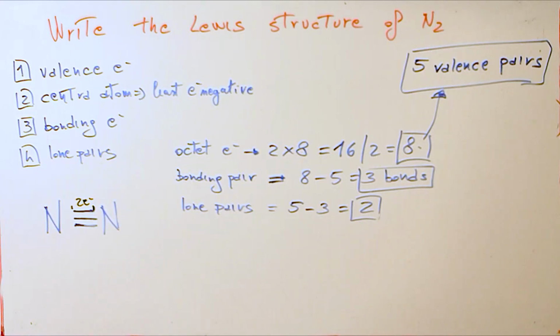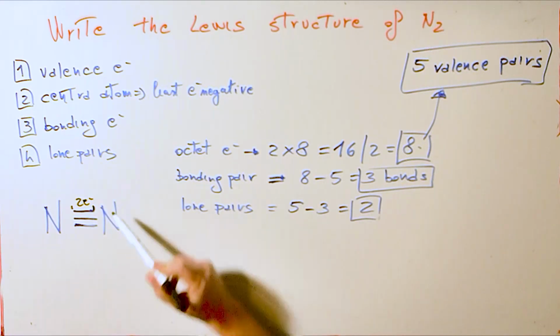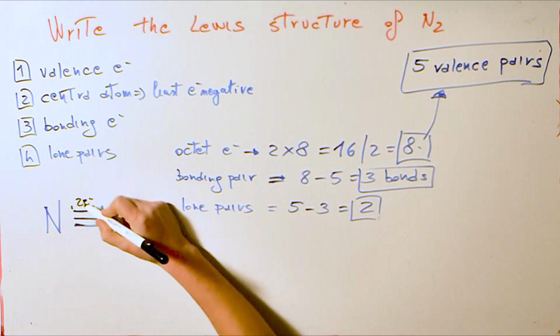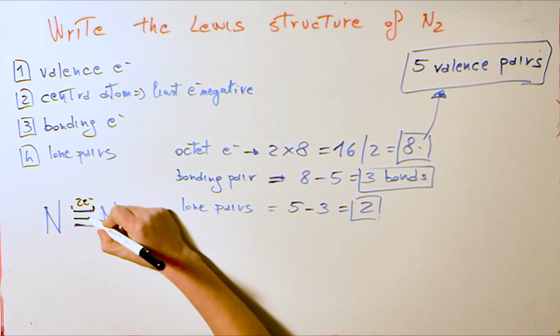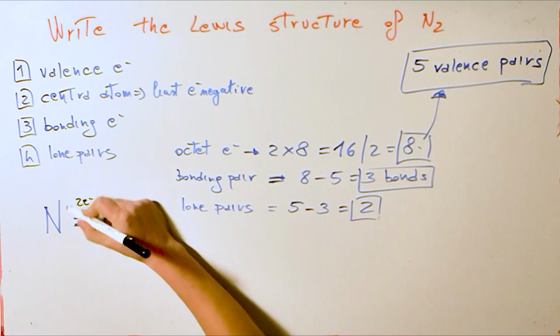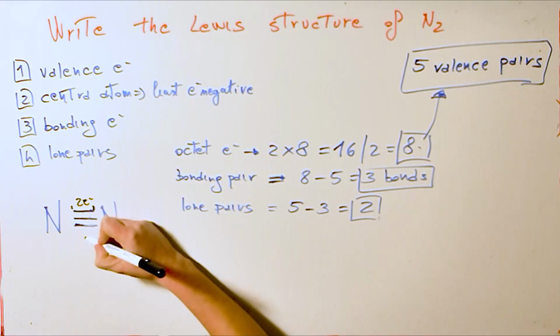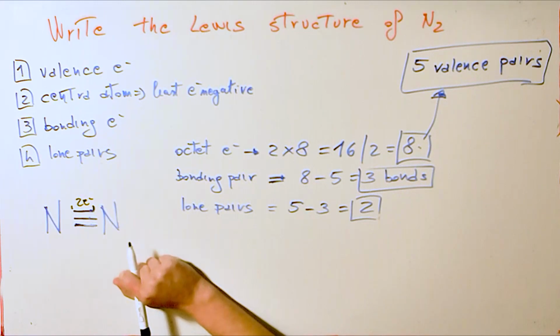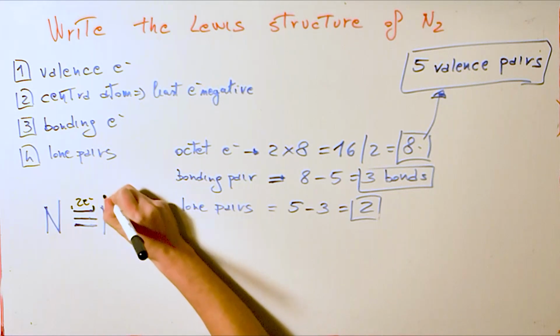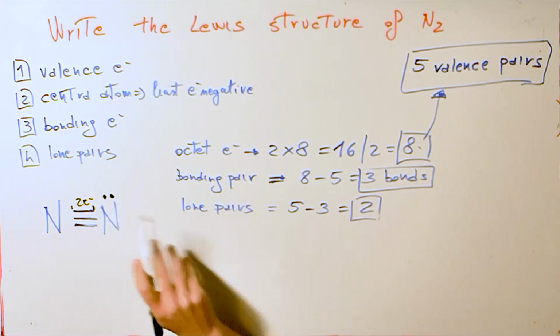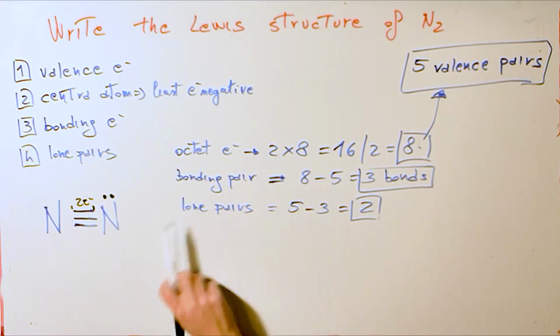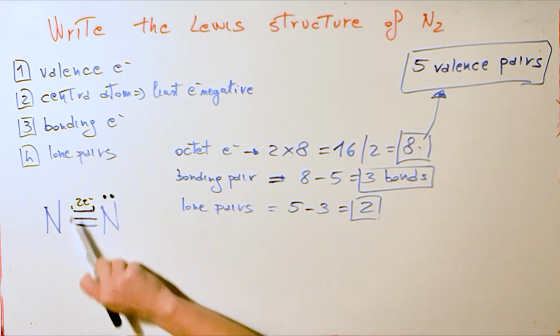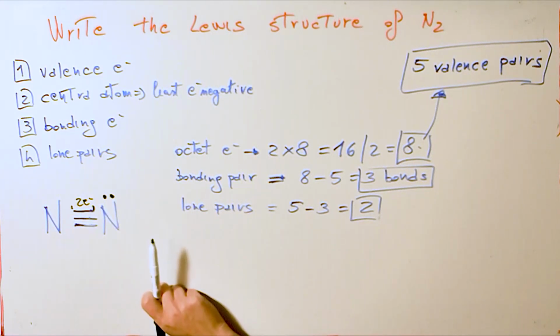Because the contribution of each bond is 2. So this is 2, this is also 2, and this is also 2. So we have 6 electrons around this nitrogen. This means that this nitrogen needs 2 more electrons to reach the octet. So let's put these 2 electrons, which correspond to one of our lone pairs. So this nitrogen now observes the octet rule.